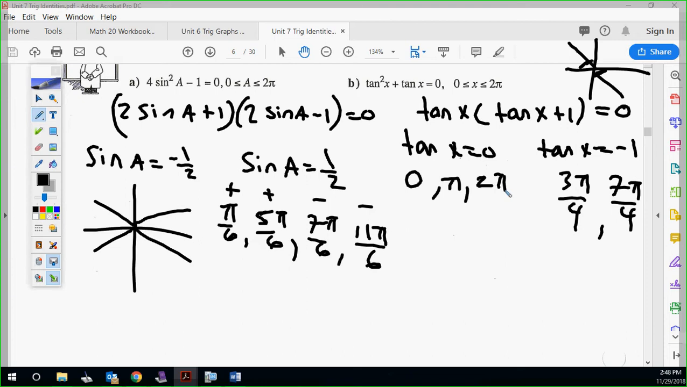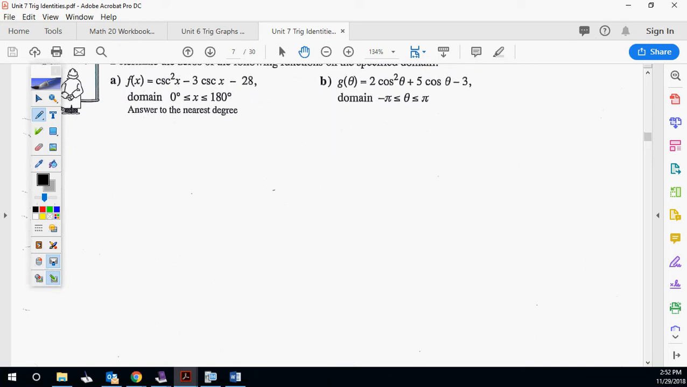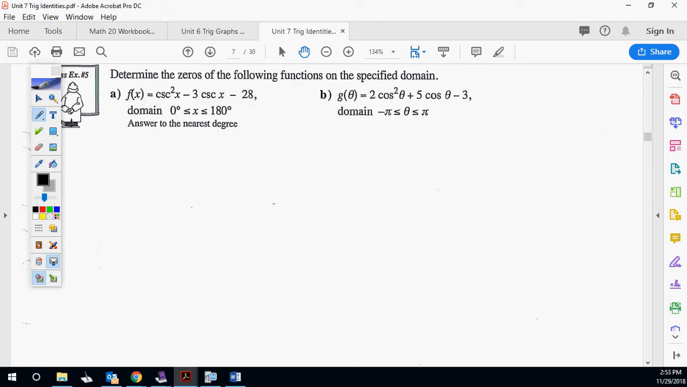You could also simplify it for that one on the left. It could just be pi n, so every pi is a solution. And then it could be 3 pi over 4 plus pi as well, if you want to simplify it. Okay, here we are, last couple. All right, so let's look at the directions here. Determine the zeros of the following functions on the specified domain. Okay, so we're looking at the zeros of the following.